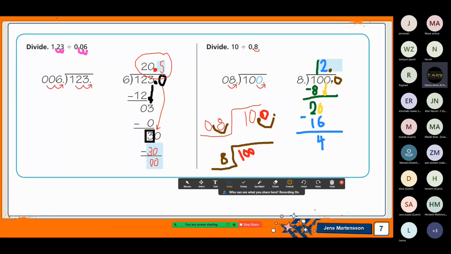Then next, what do you have to do? We have to put the 0 down. 40 divided by 8 equals 5. So it will be 12 point 5. Yes, 12.5.